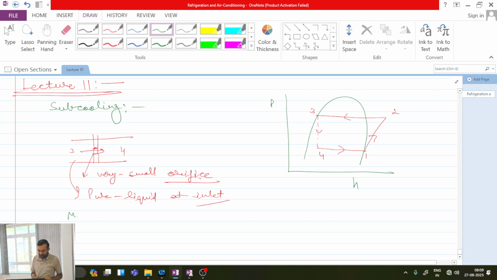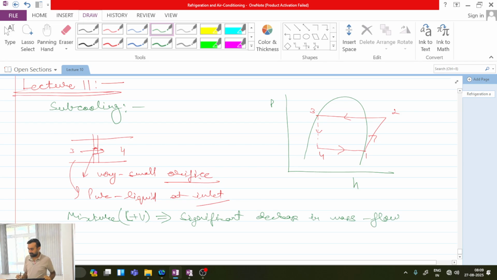So it means that if we have a mixture here, that is, if a small amount of vapor is coming with the liquid, then we can have a significant decrease in mass flow rate across this. If across this I have a significant decrease in mass flow rate, ultimately what will happen? After this the mass enters the evaporator. So in the evaporator also I will have low mass flow rate, and if I have low mass flow rate in the evaporator, then the overall refrigeration effect will decrease.